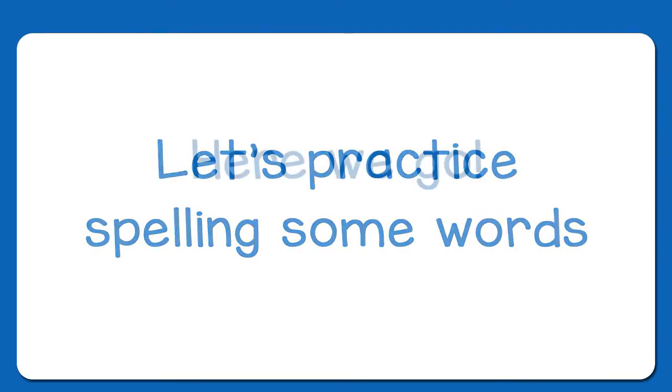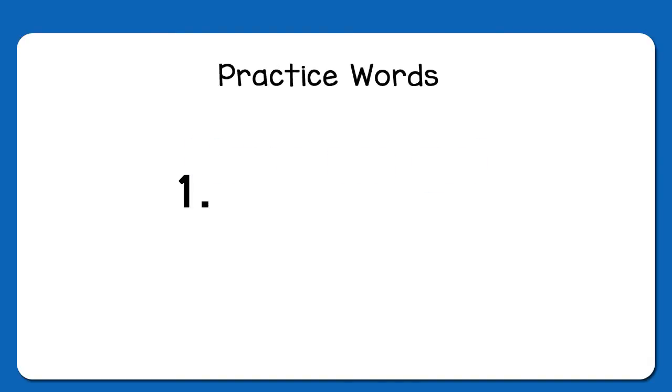Let's practice spelling some words. Here we go. Our first word is rot. R, a, t, rot. Now write the word rot on your paper. Number 2, fog. F, a, g, fog. Now write the word fog on your paper. Number 3, box. B, a, x, box. Now write the word box on your paper.